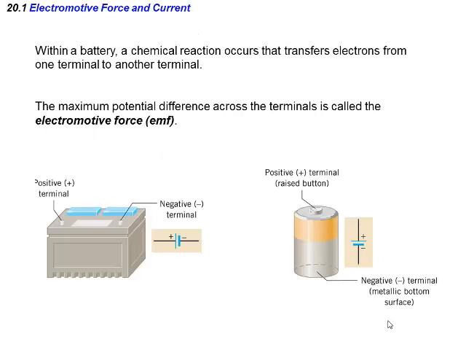We talk about electromotive force and current. Within a battery, a chemical reaction occurs that transfers electrons. So if you have an electrochemical cell like we did with our orange in our classroom, we can move electrons, which causes a current. Batteries are electrochemical cells, and they create what's called an electromotive force, or an EMF. EMF is measured in voltage.